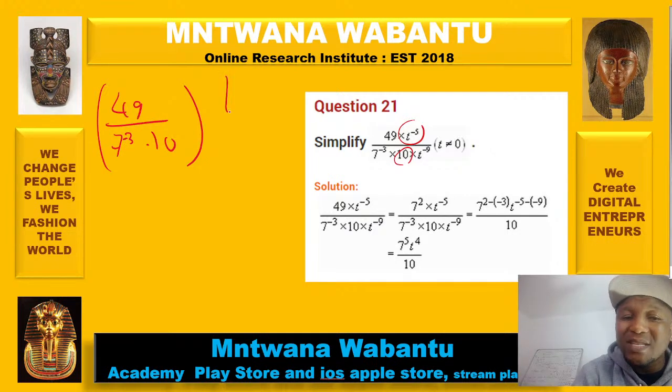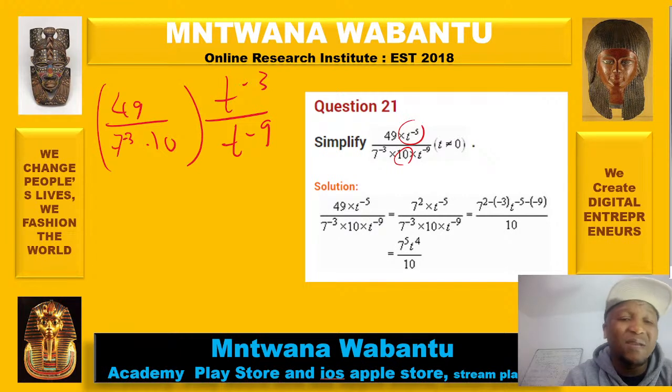And then I go for my t. I have t to the negative 3 over t to the negative 9. You can either plug it in a calculator or you can simply simplify, but I say plug it in a calculator and get your answer. So I come here to the fraction, go to my fraction key. On top is 49, and at the bottom, 7.